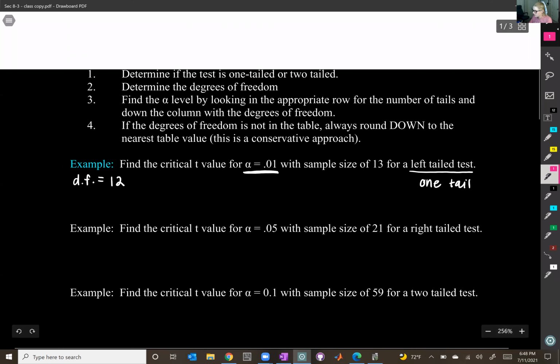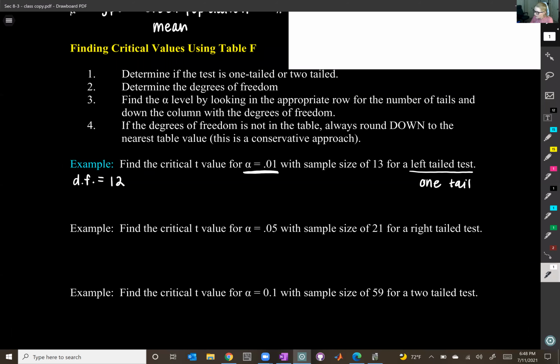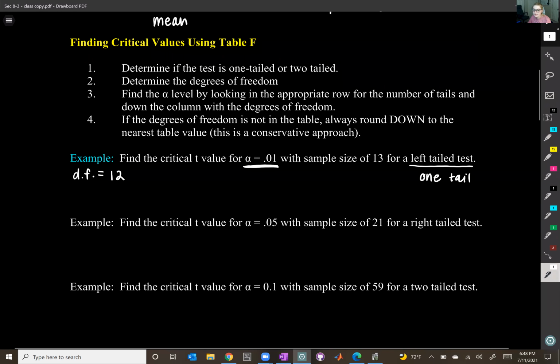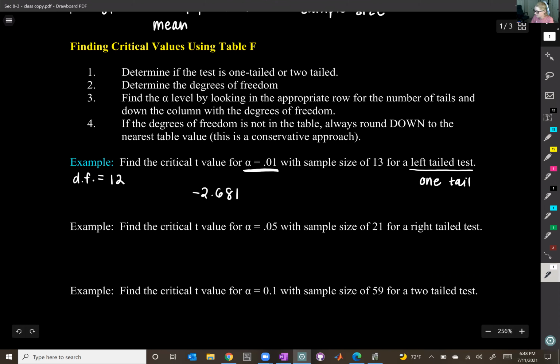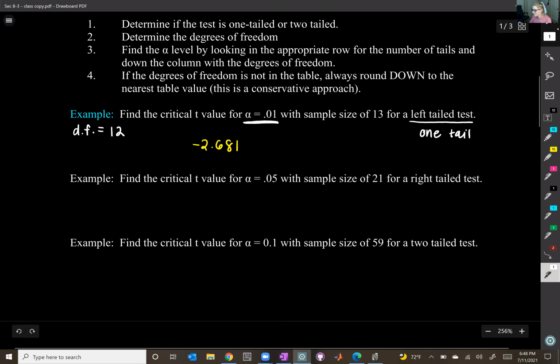All right, so the number was 2.681, but because this is a left-tailed test, this is going to be on the left side of the mean on your distribution. So that means we need negative 2.681. And that's it. That's your critical value. So you just need to take the information you're given and find where it intersects on your little chart.